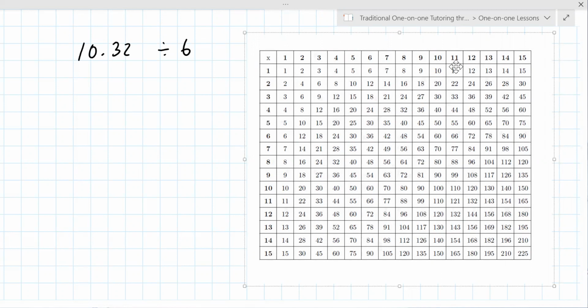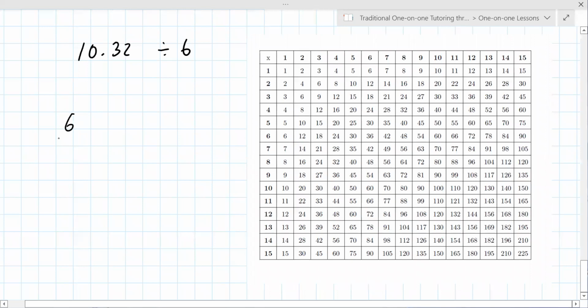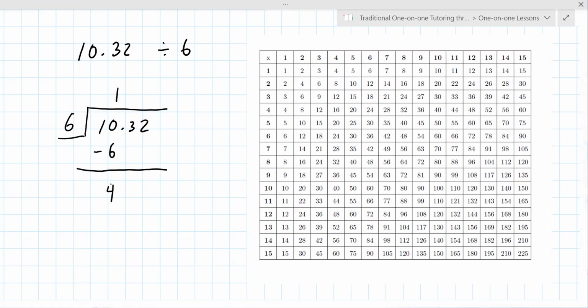So 6 going into 10. There's no 10, so it's between 6 and 12. So the smaller number, 6, so it's 1. We put the 1 on top, and then 6 times 1 is 6. Subtract, you get 4, hopefully. So we put the 32 on the bottom, right?